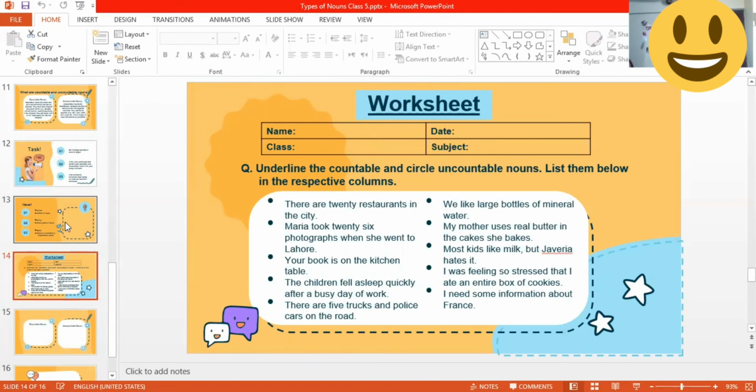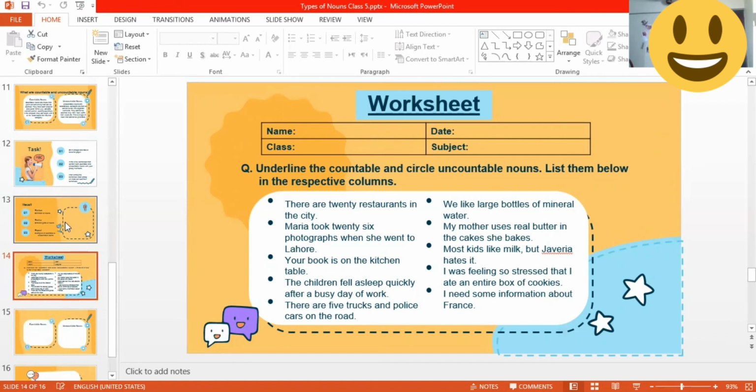There are 20 restaurants in the city. Maria took 26 photographs when she went to Lahore. The book is on the kitchen table. The children fell asleep quickly after a busy day of work. There are 5 trucks and police cars on the road. We like large bottles of mineral water.